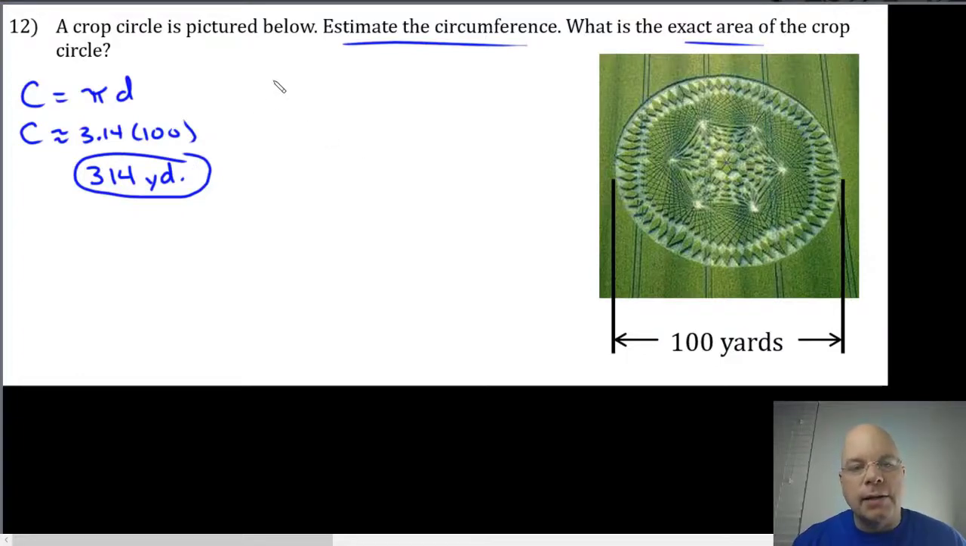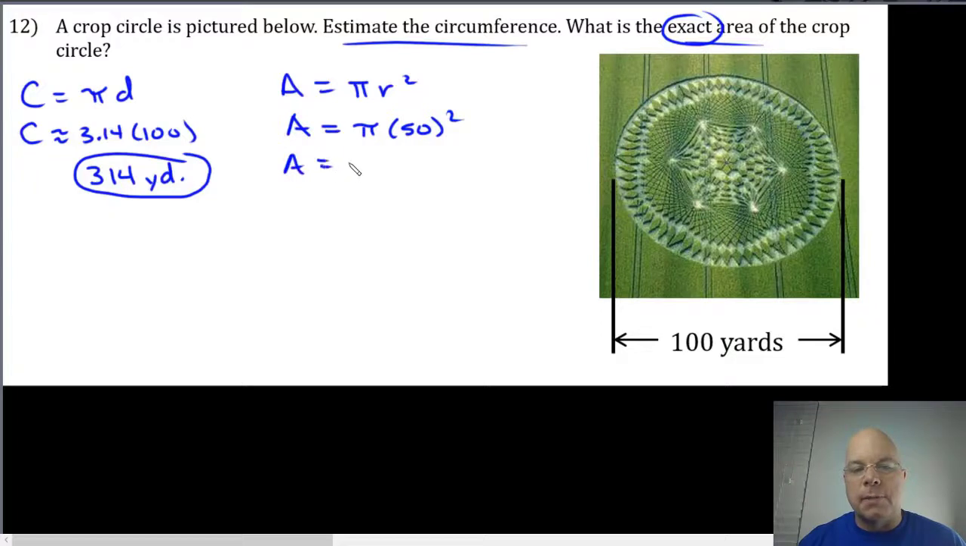The exact area, we'll start with the area formula, pi r squared. Then we just need to know if we want the exact area, we can't substitute for pi. We just have to leave the symbol pi the way it is. That's the only way to represent pi exactly. The radius would be half this diameter. The distance across the circle and through the center is 100, and so the radius is half that, or 50.